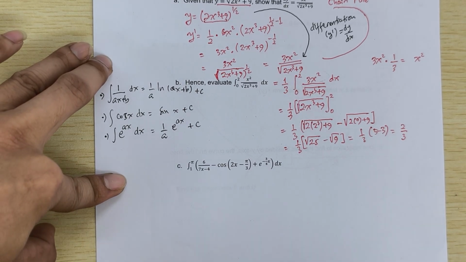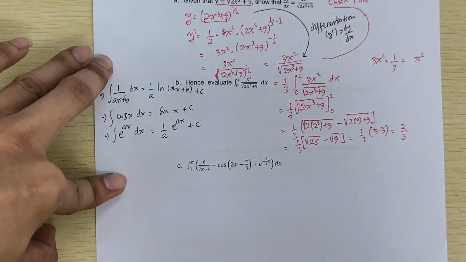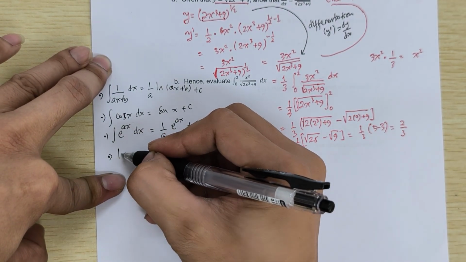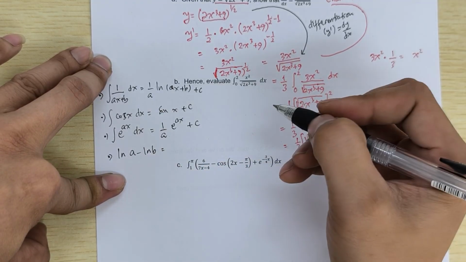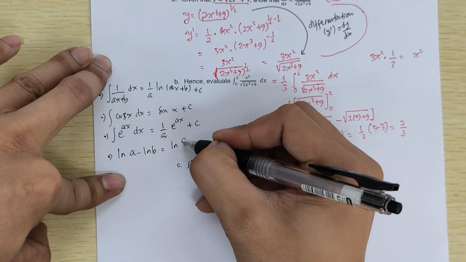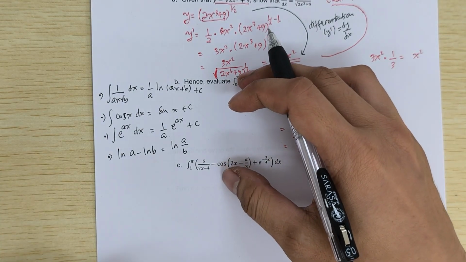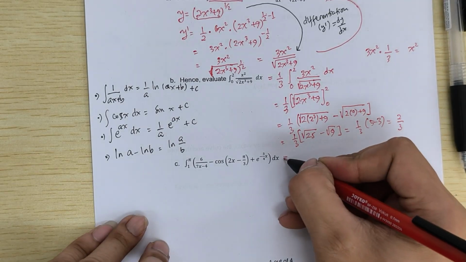And there is another rule that you will need here from natural logarithm: ln a minus ln b is equal to ln (a over b). These are the 4 rules that you will need later here. Now proceed to the integration.